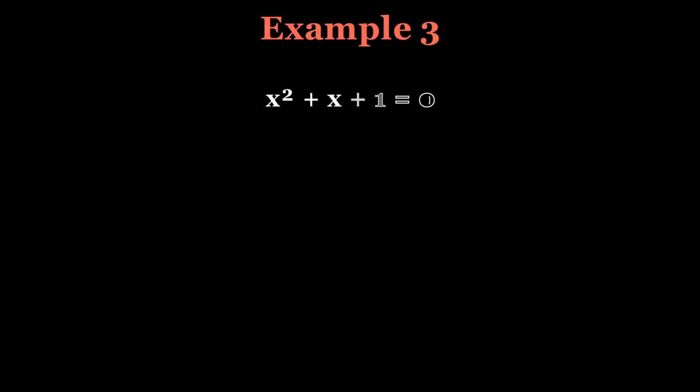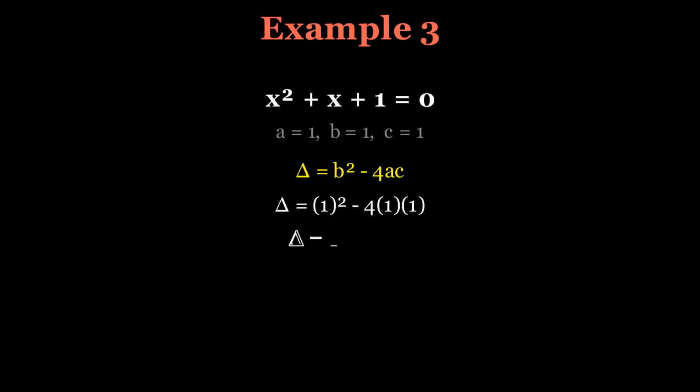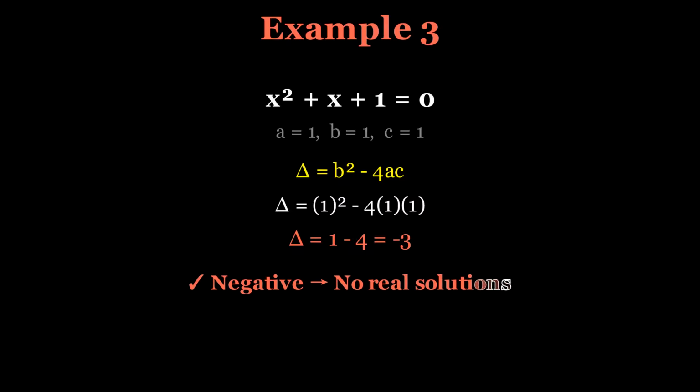Example 3: x squared plus x plus 1 equals 0. a is 1, b is 1, c is 1. 1 squared minus 4 times 1 times 1. 1 minus 4 equals negative 3. Negative. No real solutions.